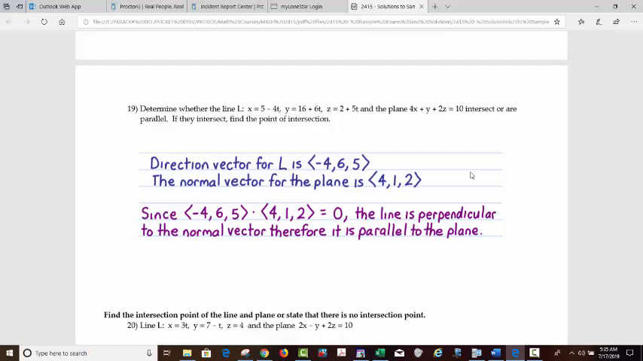Of course, I'm sitting here demonstrating this with my hands, and no one can see it. But anyway, yeah, perpendicular to perpendicular is parallel. So that means that line is going to be parallel to that plane. They're never going to intersect.